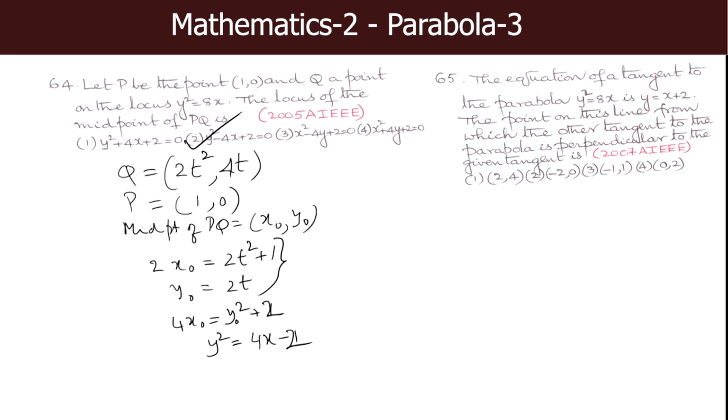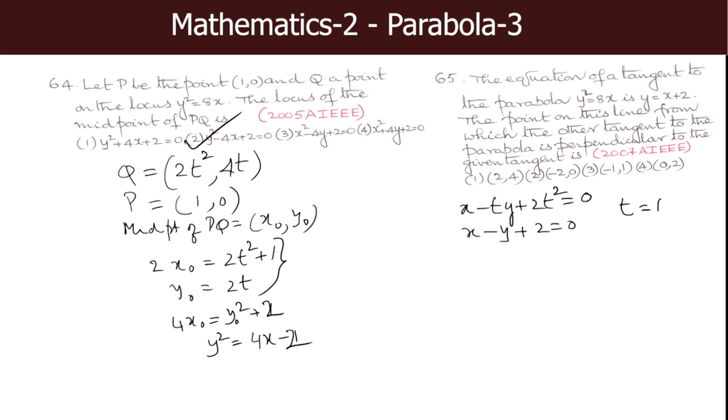65. The equation of a tangent to the parabola y square equal to 8x is y equal to x plus 2. So, any tangent to the parabola is x minus ty plus 2t square equal to 0. This is the same as y equal to x plus 2 for the value of t equal to 1.